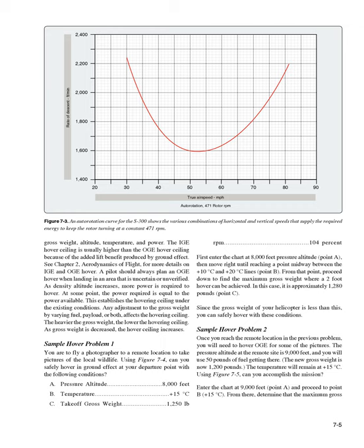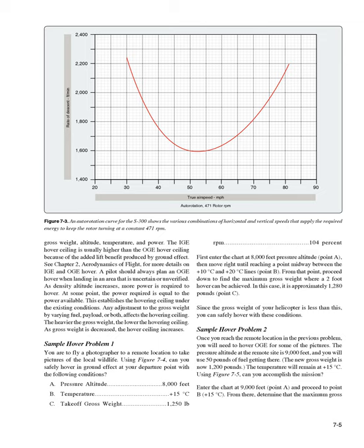Sample hover problem 2. Once you reach the remote location in the previous problem, you will need to hover OGE for some of the pictures. The pressure altitude at the remote site is 9,000 feet, and you will use 50 pounds of fuel getting there. The new gross weight is now 1,200 pounds. The temperature will remain at plus 15 degrees Celsius. Using Figure 7.5, can you accomplish the mission?